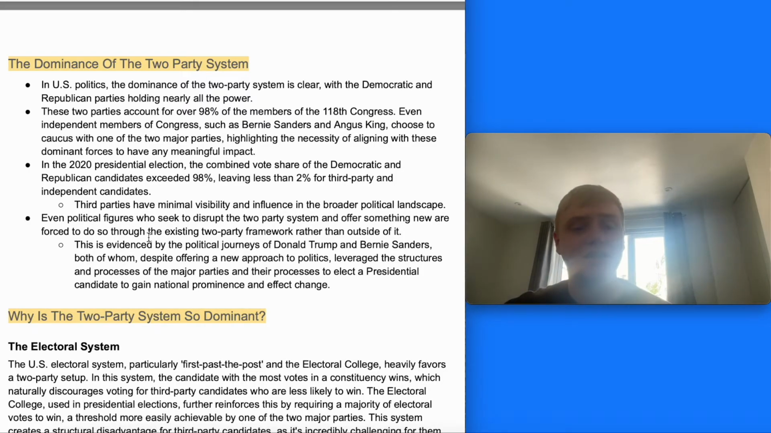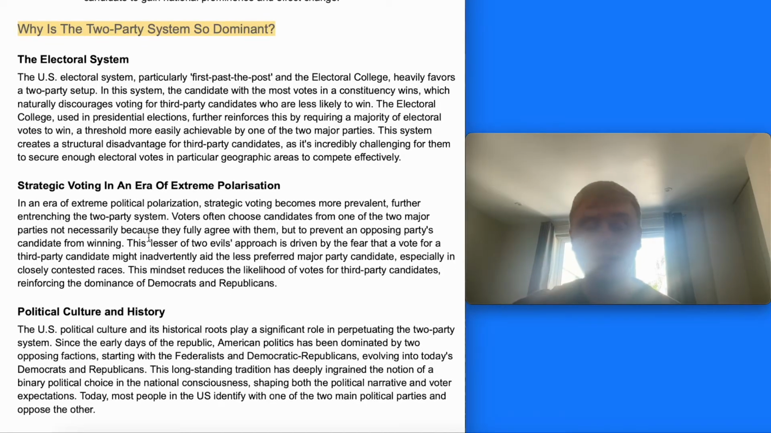We'll quickly have a look at why the two-party system is so dominant. The first key reason is the electoral system. Particularly, first past the post and the electoral college heavily favour a two-party setup. In this system, the candidate with the most votes in a constituency wins, which naturally discourages voting for third-party candidates who are less likely to win.